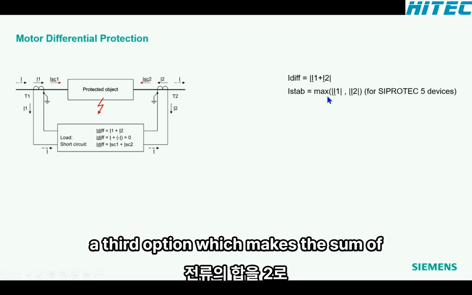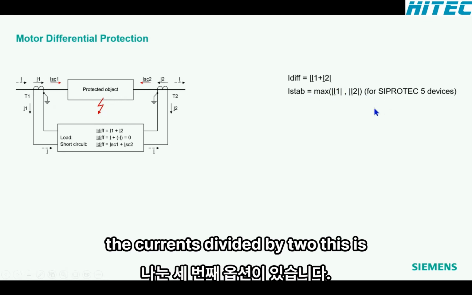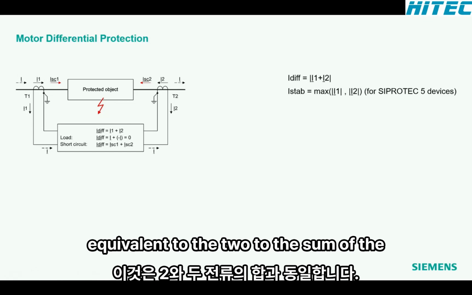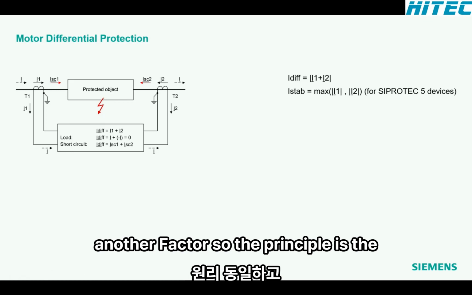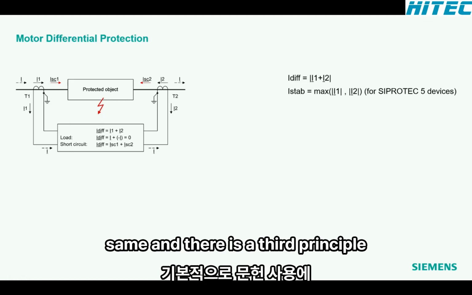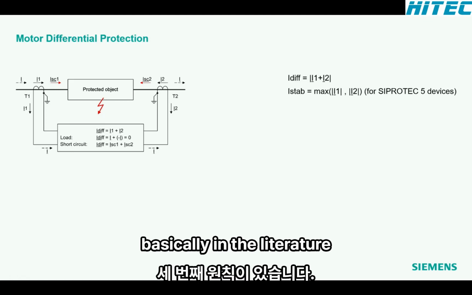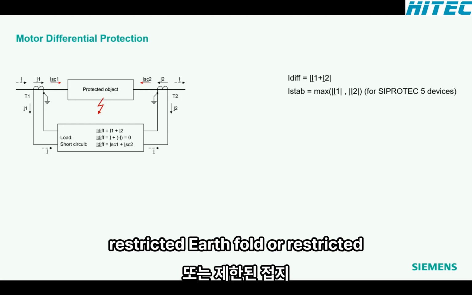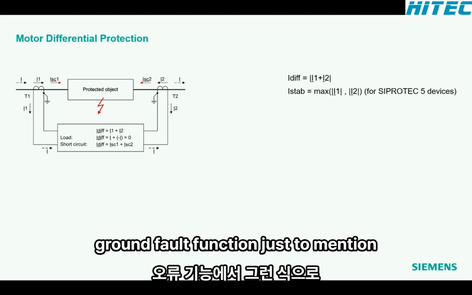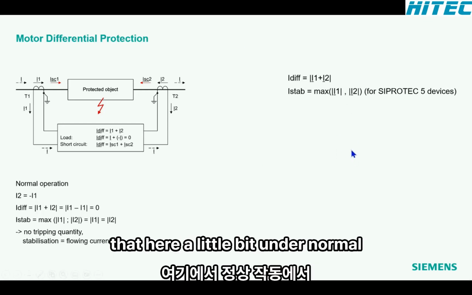There's a third option which makes the sum of the currents divided by 2. This is equivalent to the sum of the two currents. It's just weighted with another factor. So the principle is the same. And there is a third principle basically in the literature. We use that in kind of that way in our restricted earth fault or restricted ground fault function, just to mention that here a little bit.